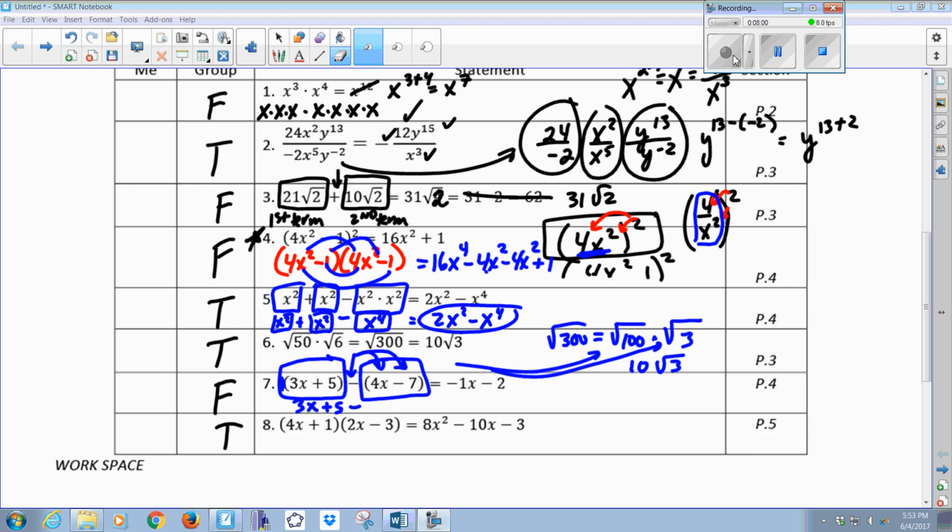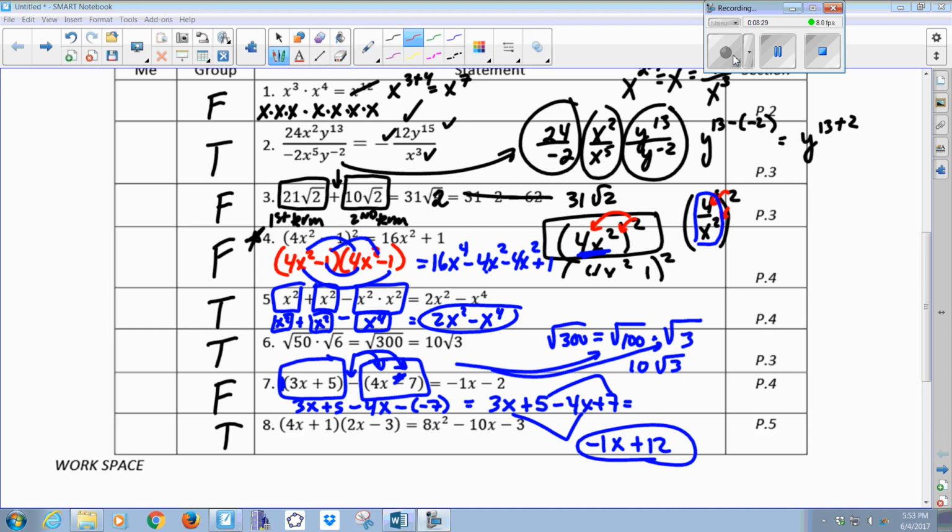And often students will remember to subtract the 4x, but it's this term right here. When you subtract a negative 7, remember that becomes a plus 7. So this simplifies to 3x plus 5, take away 4x plus 7, which when we combine like terms, we get negative 1x plus 12. So that's false. Again, the error happens with this second term right there, the plus 7.